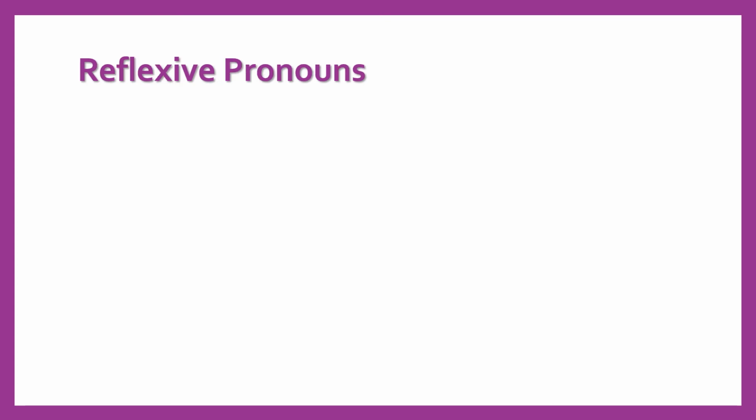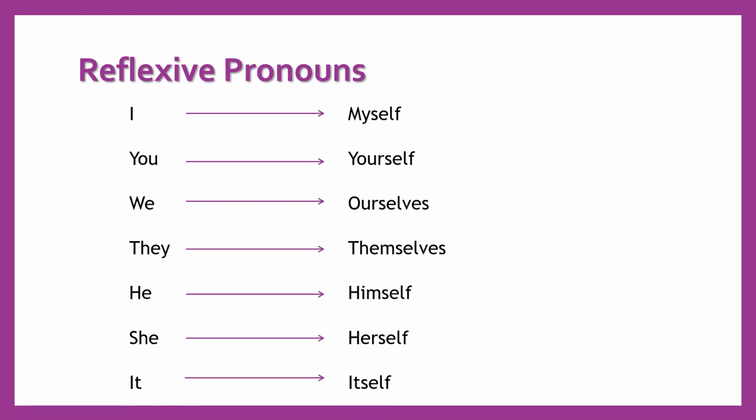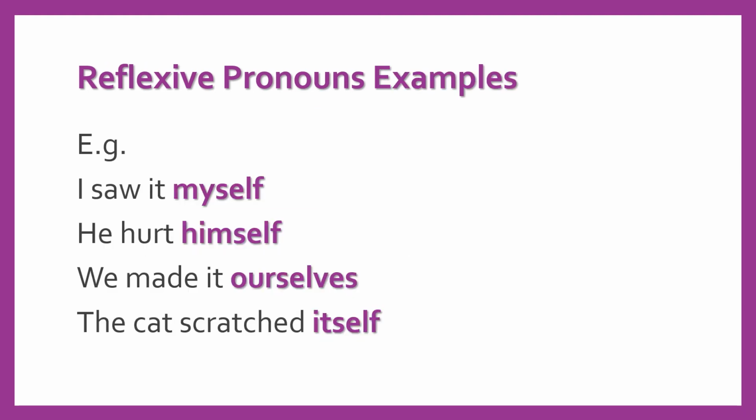And finally, we have the case of the reflexive pronouns that are very difficult to use in English and are very rare also. To use this pronoun, we need to have the same pronoun at the beginning of the sentence and then at the end. So, as they are called reflexive, we are going to talk of the same person in the same sentence. In the case of I, we're going to use the word myself, you, yourself, we, ourselves, they, themselves, he, himself, she, herself, it, itself. Here are some examples of sentences using the reflexive pronouns.